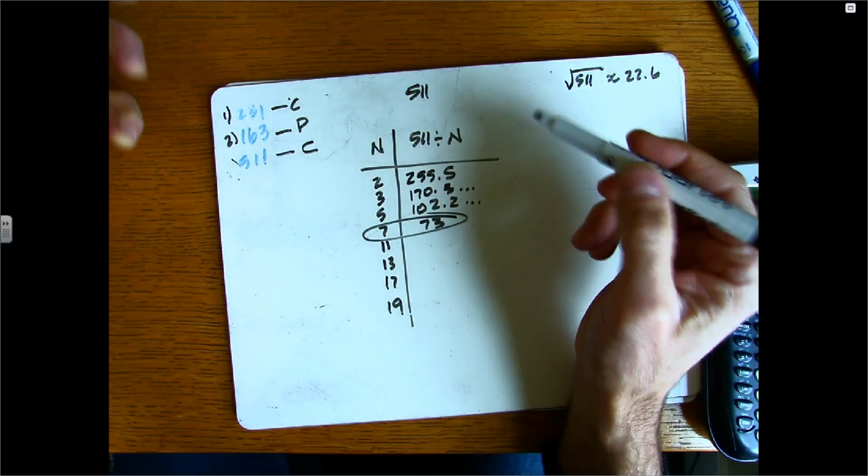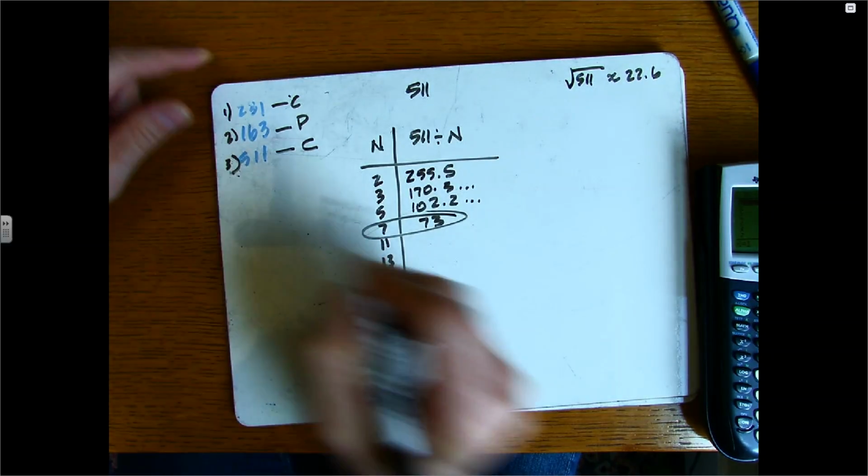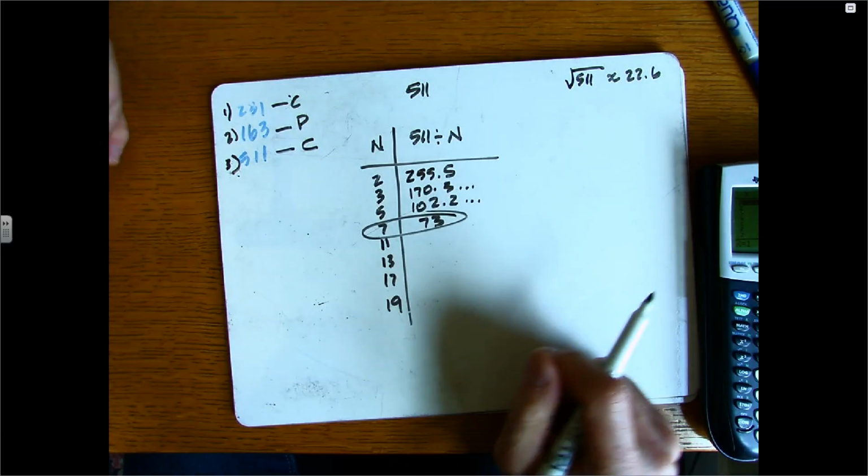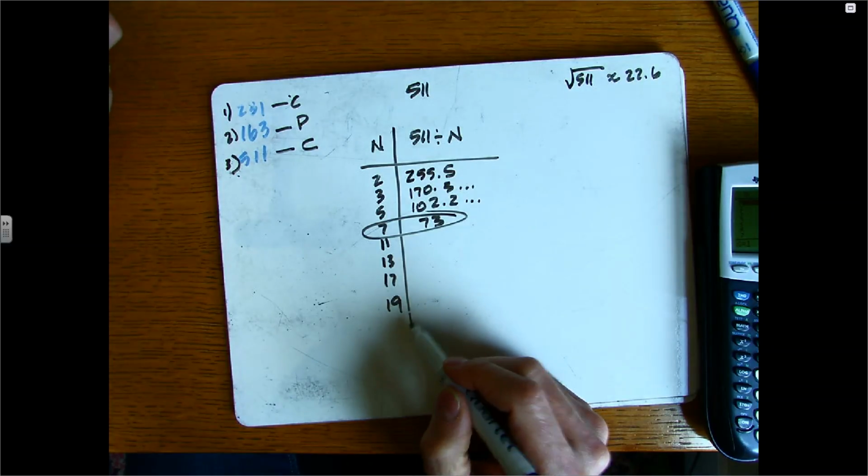What I want to make sure you understand is that there is a minimal strategy for checking for primality, and it involves starting with the smallest prime and checking all primes up to the square root of the number.